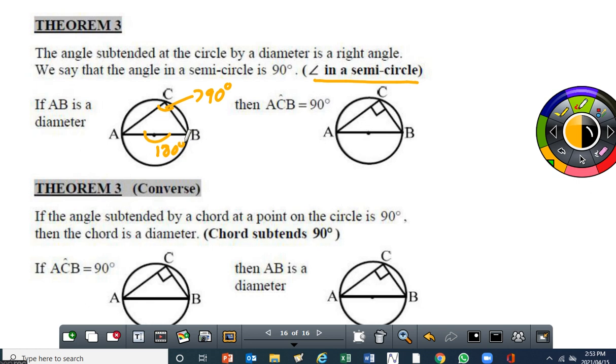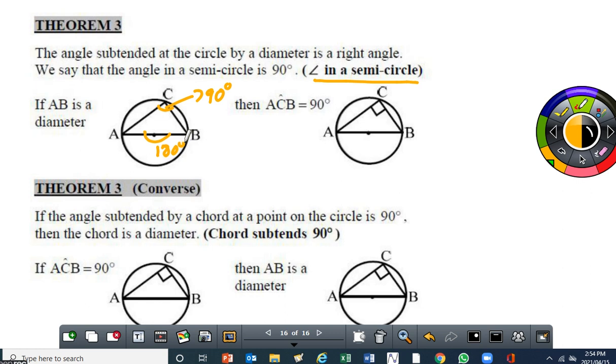Now, Theorem 3 also has what is called the converse. Remember, I told you that a converse is just a statement that is the opposite of another statement. So the opposite of that is that if you've got a chord that subtends an angle at the circumference and that angle is 90 degrees, you can conclude that that chord is a diameter. If a chord subtends an angle equal to 90 degrees at the circumference, it means the chord is a diameter.